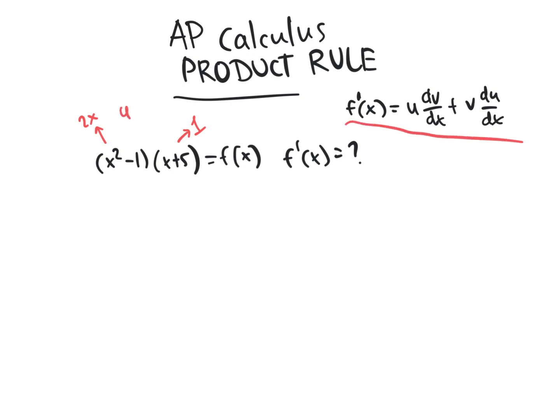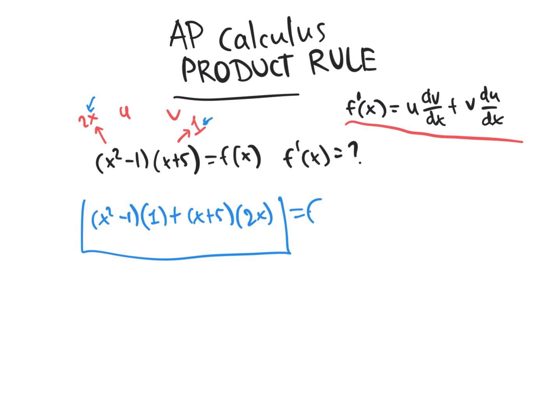Let's say this is u and this is v. So what's our u original? Our u original is x squared minus 1 times the derivative of v. The derivative of v was 1 right here, plus v, which is x plus 5, times the derivative of u, which is 2x. And right here is our final answer. Typically, you won't have to simplify it, but if they do, it's just basic multiplication, just from Algebra 1. So, now that you have an idea of it, let's look at another practice problem that might be a little bit more complex.